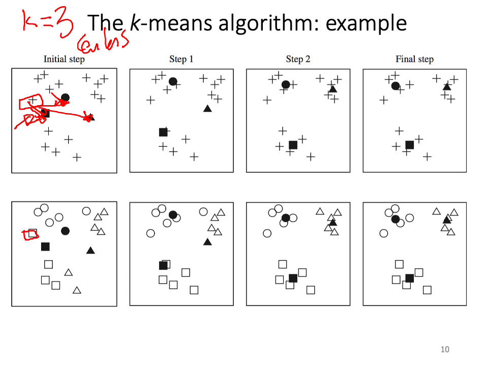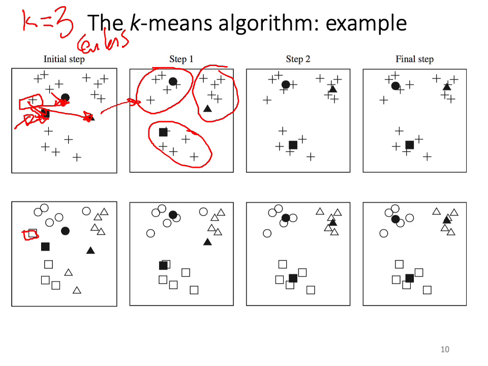So once I do that, I'm going to end up with 3 different groups. And then what I will do is recalculate the center of these instances, as well as these instances. So you can see that the centers have moved from their original positions, based on the first iteration.